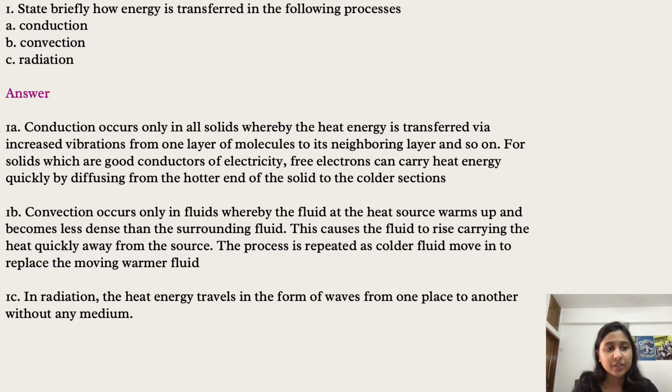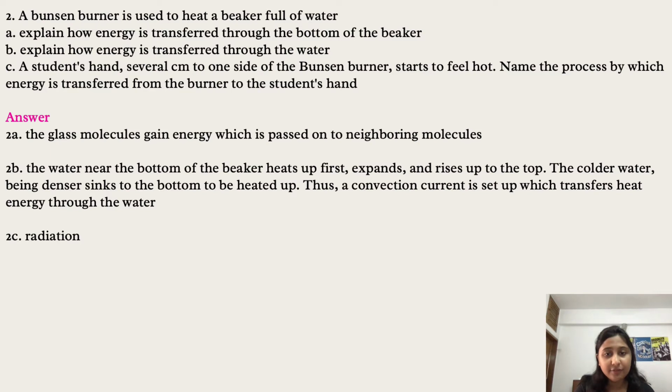Let us move on to convection. Now what is convection? Convection occurs only in fluids whereby the fluid at the heat source warms up and becomes less dense than the surrounding fluid. This causes the fluid to rise, carrying the heat away from the source. The process is repeated as colder fluid moves in to replace the moving warmer liquid. And now, last but not the least, radiation. In radiation, the heat energy travels in the form of waves from one place to another without any medium, like we discussed. So this was all about how energy is transferred in conduction, convection, and radiation. Now, let us have a look at the second question.